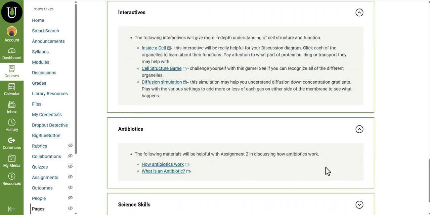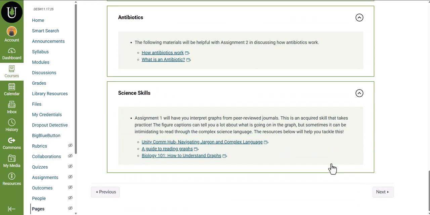There's also some information here on antibiotics because one of your assignments this week will talk about how antibiotics work. This will help you with that assignment. And then there's also a science skill section. Remember, we're going to talk about learning to read graphs. This shows you a little bit about reading graphs and understanding them, and it also gives you a link to Unity's Com Hub, which gives you a little bit more information about citation, how to do research.